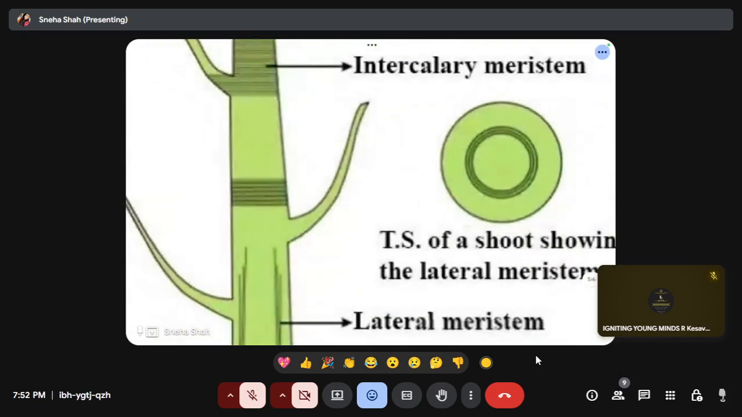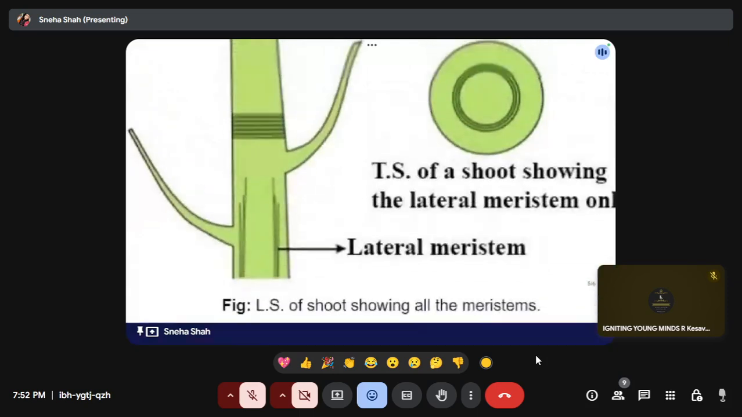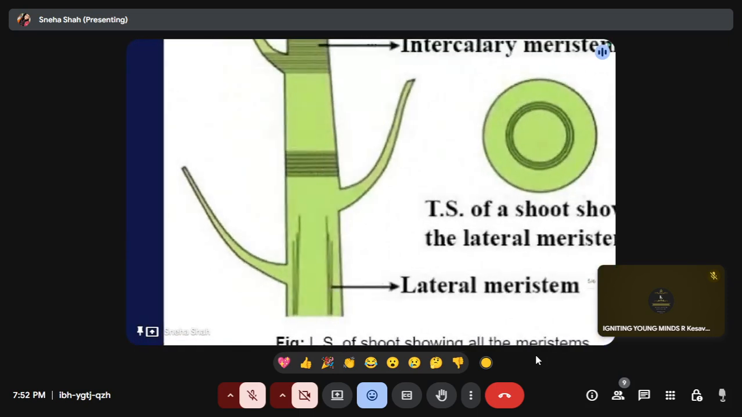And lastly, there is lateral meristem that is present on the sides of a plant stem. Lateral means sides, right? So it is present in the sides of the plant stem, where the plant needs to grow in a circular manner, like the width of the stem is increasing. When you grow a plant, the stem will be very thin, very small in radius, but that radius has to grow, correct? So that growth is given by the lateral meristem, which is present in the sides of the plant stem.